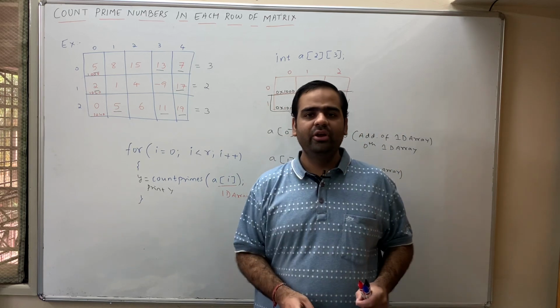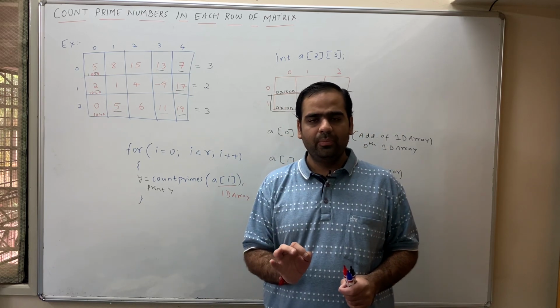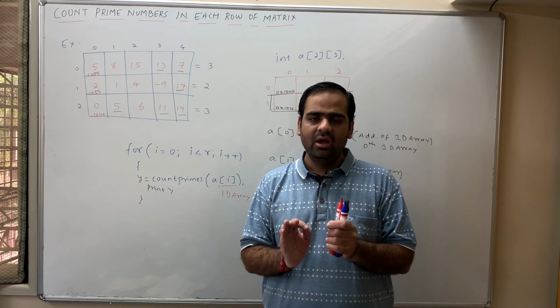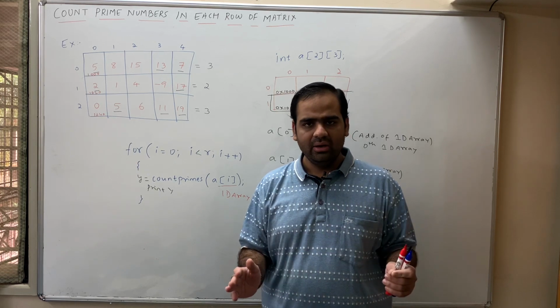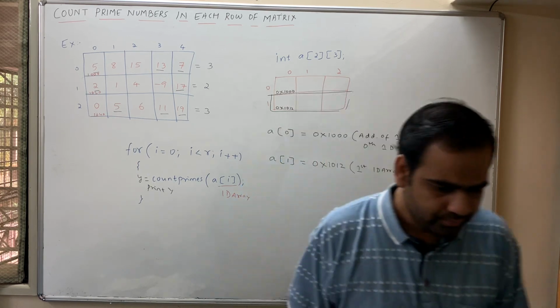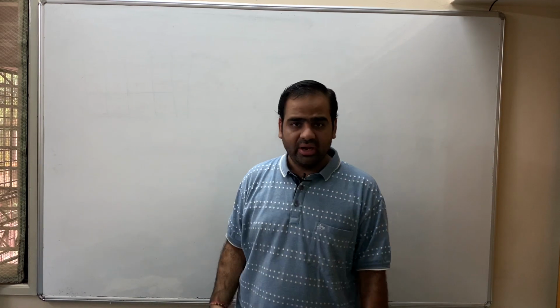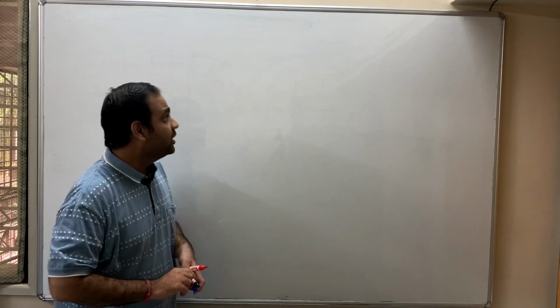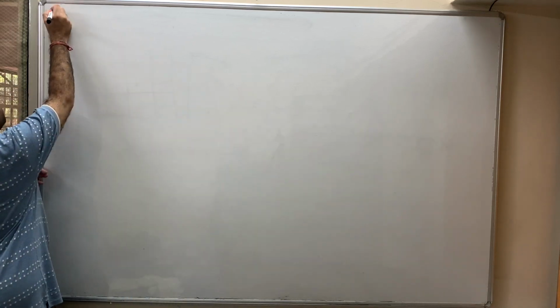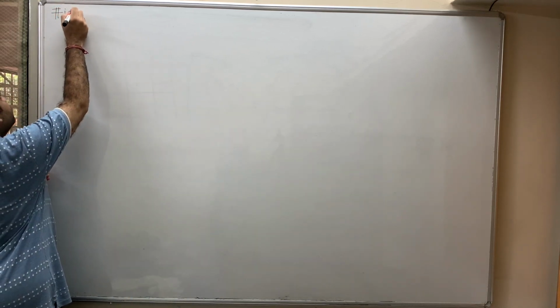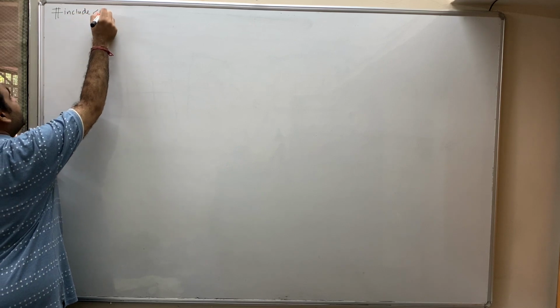Please pause the video right over here and try to write the program yourself, and then we will see how we write the program and the tracing of the program. Thank you. Now let us see how we write the code for the same. The first thing that we write is hash include stdio.h.